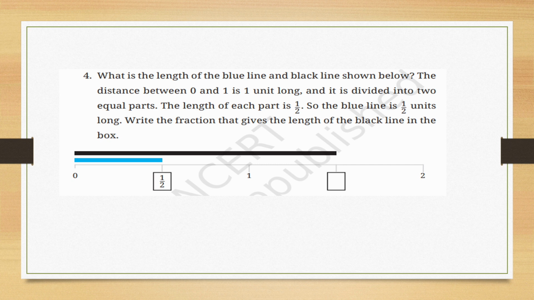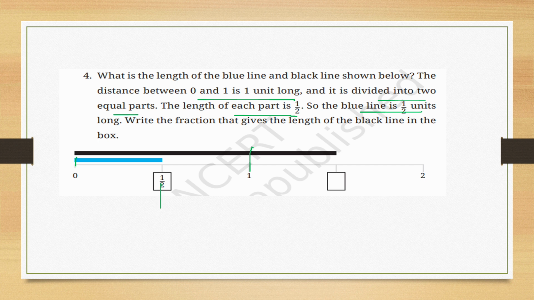What is the length of the blue line and black line shown below? The distance between 0 and 1 is 1 unit long and it is divided into 2 equal parts. The length of each part is 1 by 2. So the blue line is half unit. See, the distance between 0 and 1 is 1 unit, and this is divided into 2 equal parts, so each part is 1 by 2. So the length of the blue line is half unit.